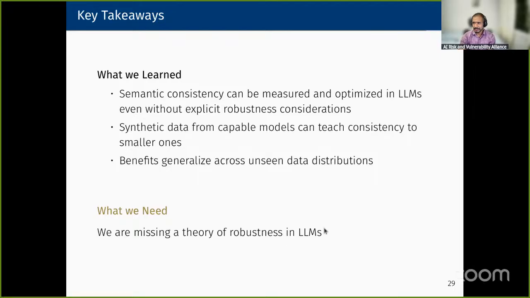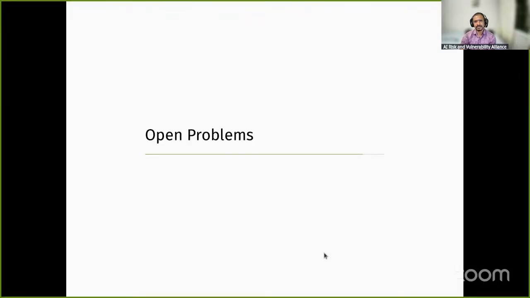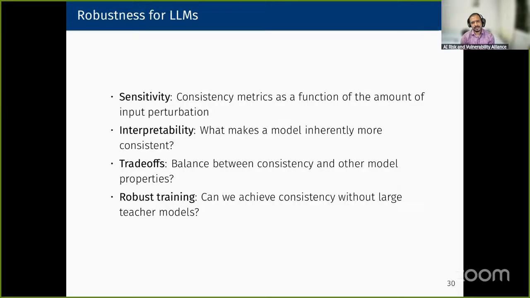But what I will spend 1 or 2 minutes on is the open problems and where can we go from here. And where can we go from here is to actually make progress on this core question. Can there be a theory of robustness in language models? And in my opinion, that question has these 4 aspects. Sensitivity. So we need to get a quantitative sense of how does perturbation in the input space affect perturbation in the output space of language models.